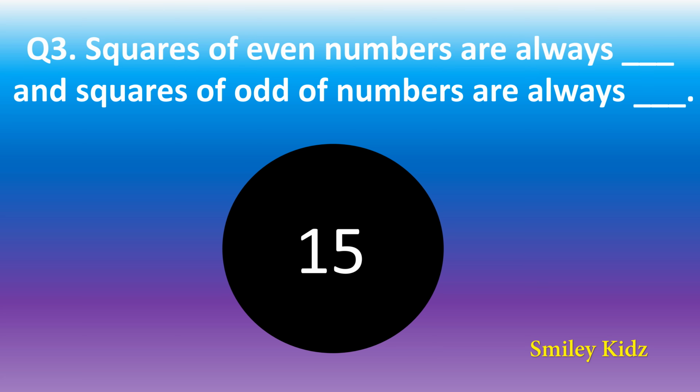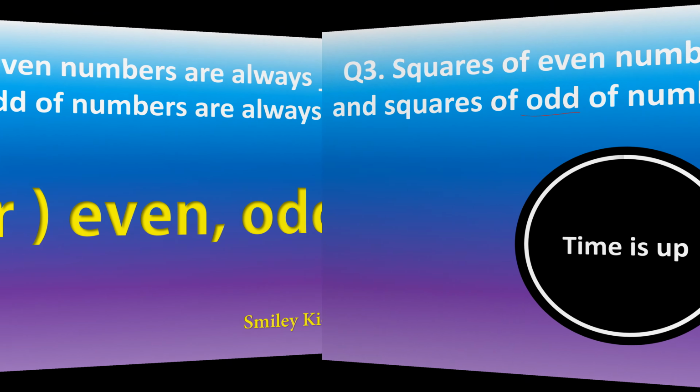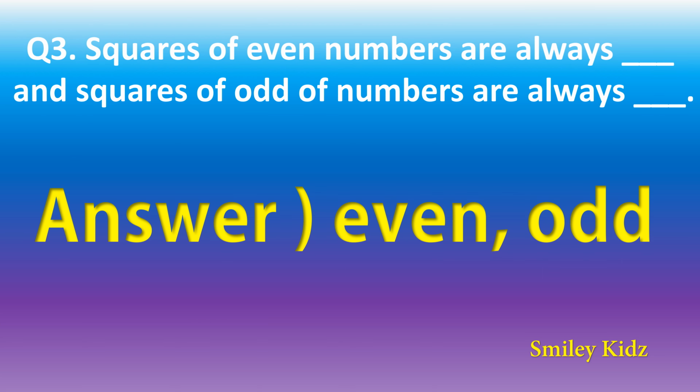Question number 3. Squares of even numbers are always dash and squares of odd numbers are always dash. Your time starts now. Your time is up. And the right answer is even and odd. Squares of even numbers are always even and squares of odd numbers are always odd.